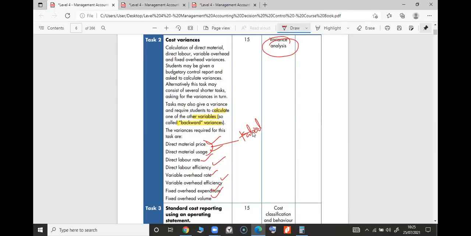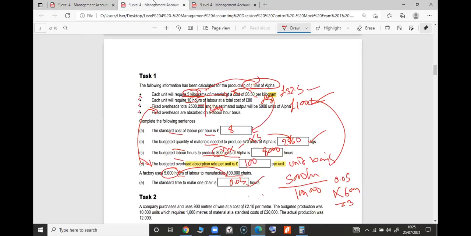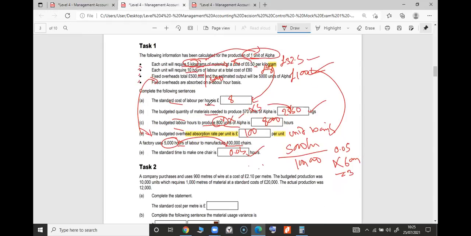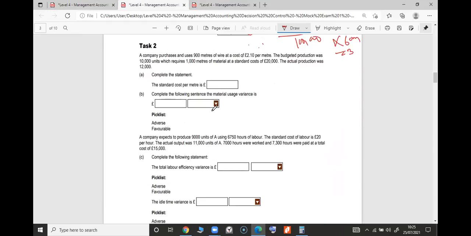Of course, we cannot cover everything in one mock. That is the reason you do many more questions. 4 mocks is being recommended. Reading task number 2, and going to expect answers from you. Get set ready. A company purchases and uses 900 meters of wear at a cost of 210 per meter. That is already the actual.